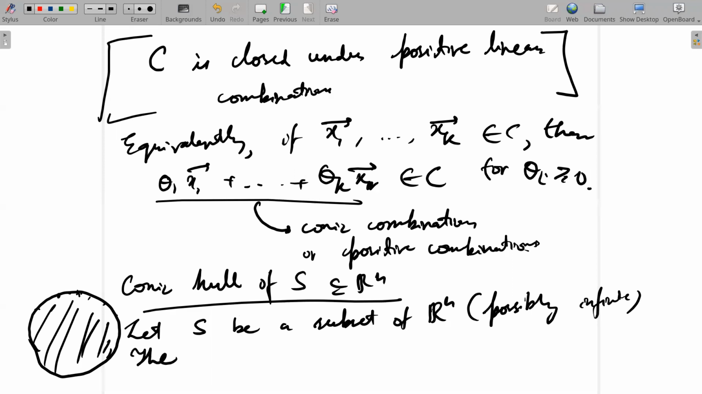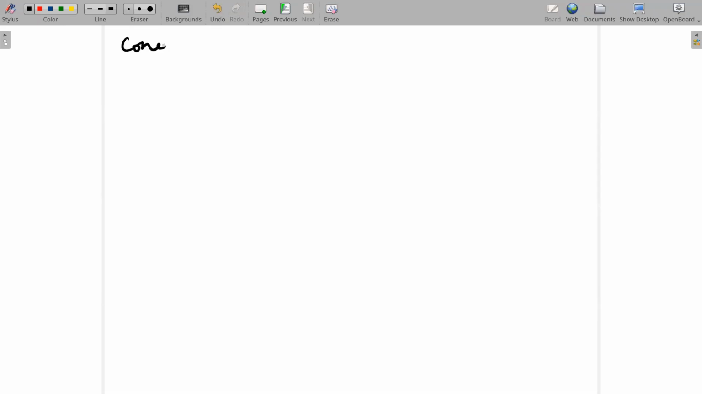The conic hull of S, nothing extremely imaginative going on. It will be the same definition, just there you had convex combinations, here you would have conic combinations of elements of S. So the conic hull of S is the smallest convex cone in Rn containing S.